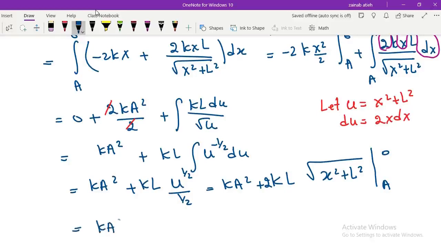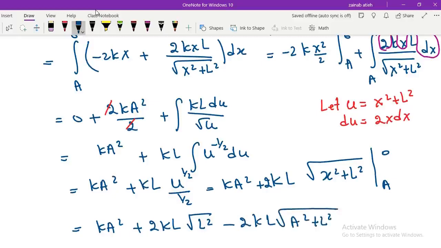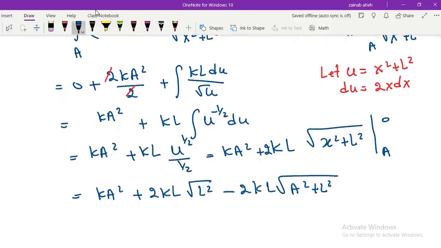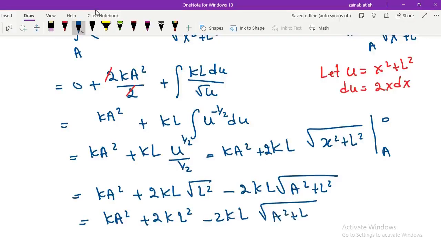So ka squared plus 2kL: first I substitute 0, which gives radical L squared, minus 2kL radical a squared plus L squared, when substituting a. So I get ka squared plus 2kL squared, with L from here and L from here, minus 2kL radical a squared plus L squared, and this is the last form.